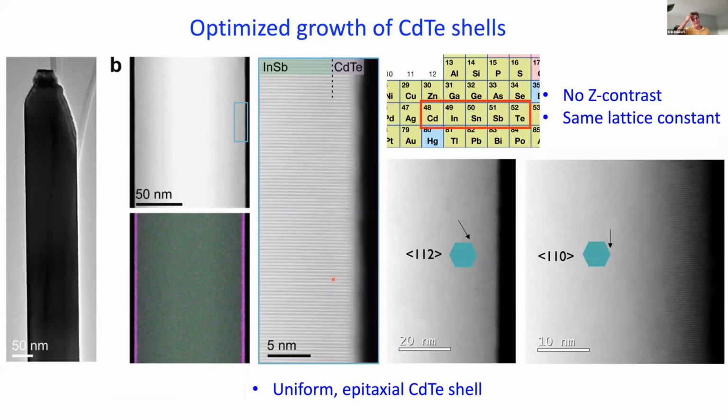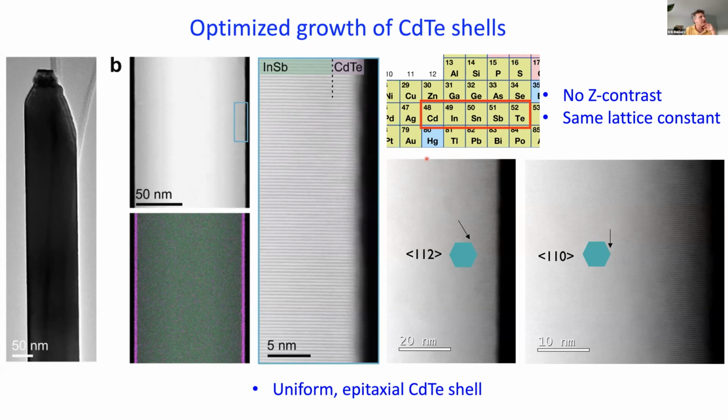We then optimized this oxide annealing by the hydrogen exposure, and on this slide, you can see the results. This is an overview of one of these wires. It's a core-shell wire. This is a dark field image. Believe me, it should contain indium antimonide and a cadmium telluride shell, but you don't see any contrast. Even if we zoom in, with atomic resolution, you can see the crystal planes, but you don't see any contrast between the indium antimonide and the cadmium telluride.